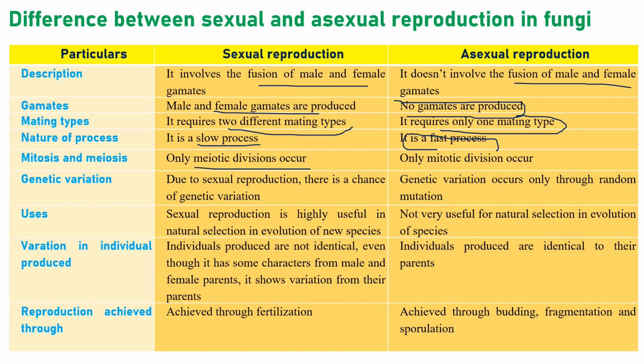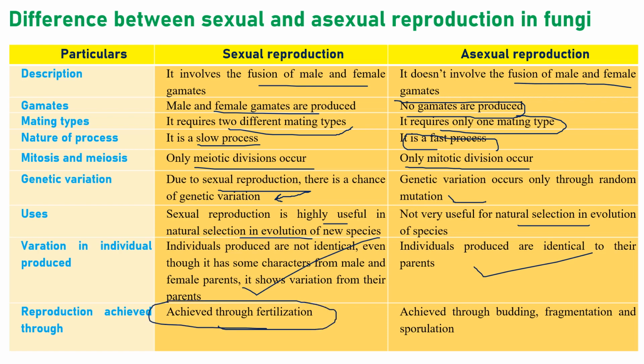Meiosis and mitosis: in sexual reproduction only meiosis occurs during the divisions, whereas in asexual reproduction only mitotic divisions occur. Genetic variation: sexual reproduction can greatly enhance genetic variation, as I discussed. Asexual reproduction produces very little genetic variation, and the chance of mutation is also very low. So sexual reproduction is highly useful for natural selection and evolution, whereas in asexual reproduction no new species evolve, as no variation is produced. Sexual reproduction is achieved by fertilization, whereas asexual reproduction is achieved through budding, fragmentation, and sporulation.